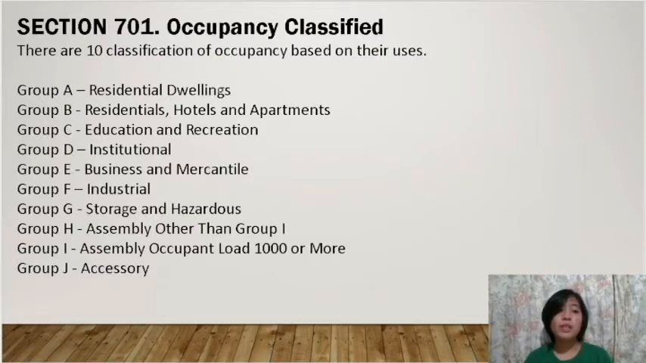Group G, we have storage and hazardous, or structures that store and handle hazardous and highly flammable materials. Group H is assembly other than Group I, or assembly buildings which have less than 1,000 occupancy load. And Group I, assembly buildings that have an occupancy load of 1,000 and more. Group J, we have accessory such as private garages, carports, fences, stages, etc.